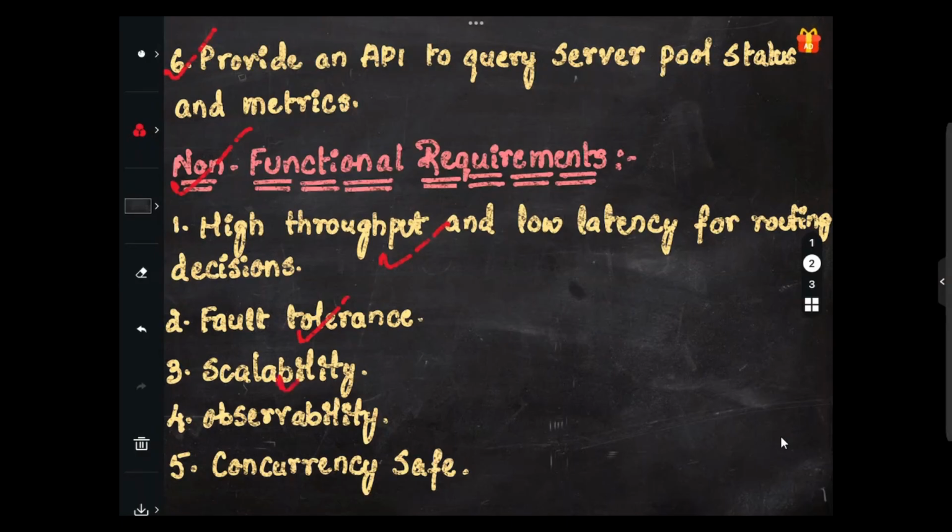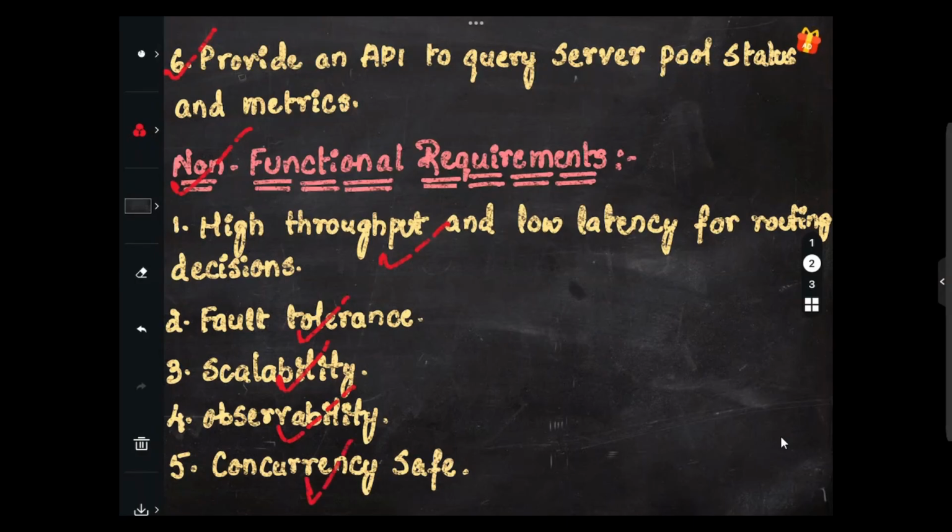Next, let's move on with scalability. When I say scalability, we should be able to support horizontal scaling, meaning we should be able to handle multiple load balancer instances behind DNS or anycast. Next, observability. Here we should be able to expose the metrics and health events for monitoring purposes. The final one is concurrency safety.